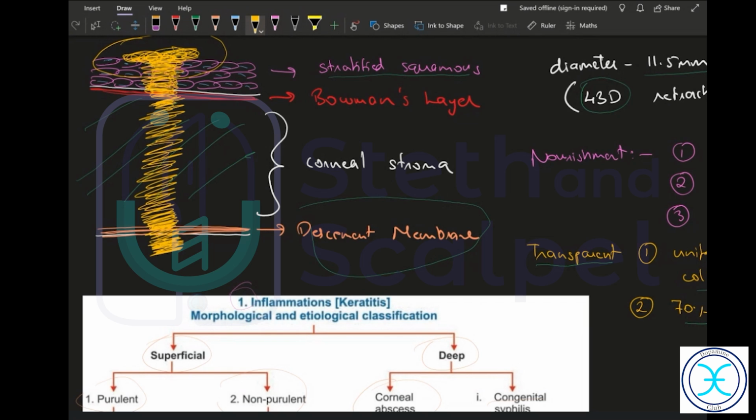Any other thing you'll do with the cornea? If you're suspecting a corneal ulcer, what would you do? Staining, fluorescent stain. So what exactly do you do over there? We take this fluorescent strip, fluorescent dye, and we'll strip it over the corneal surface. Then under cobalt blue light, if there is any ulcer, we'll get green colored fluorescence.